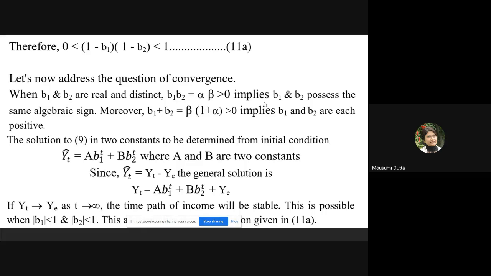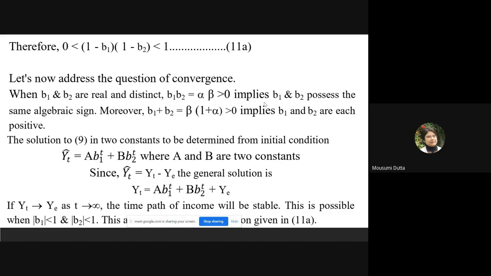If you look at this, it is a second order difference equation and you have two roots. So the complementary function you define will consist of both the roots. It is defined as a b1 to the power t plus b b2 to the power t, where a and b are two arbitrary constants which should be determined from the initial condition. Okay. Yes, ma'am. Thank you so much.